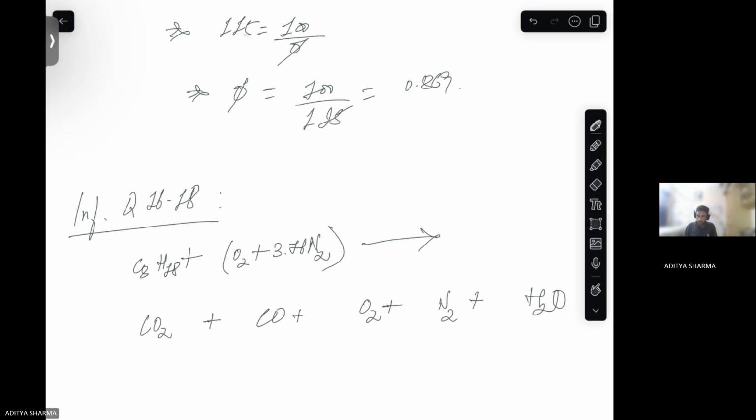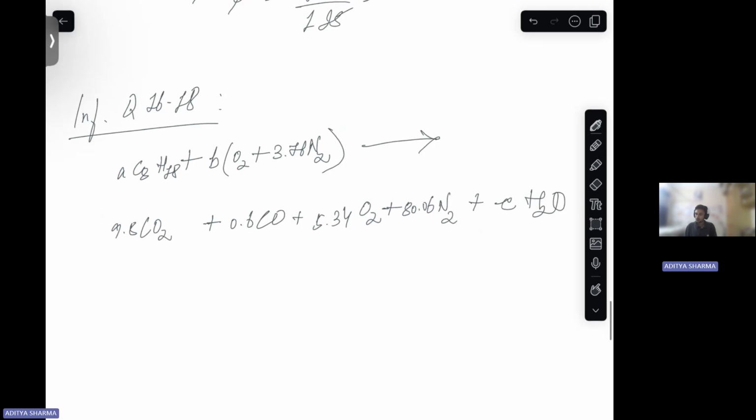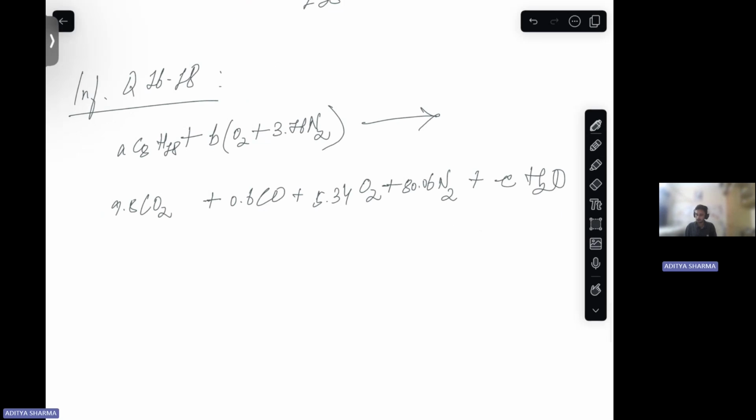Okay. So this has to be found out. This has to be found out. So this has been given. This is also given. This is also given. This is also given. And this has to be found out. Right? So four things are given and then three coefficients are not given.